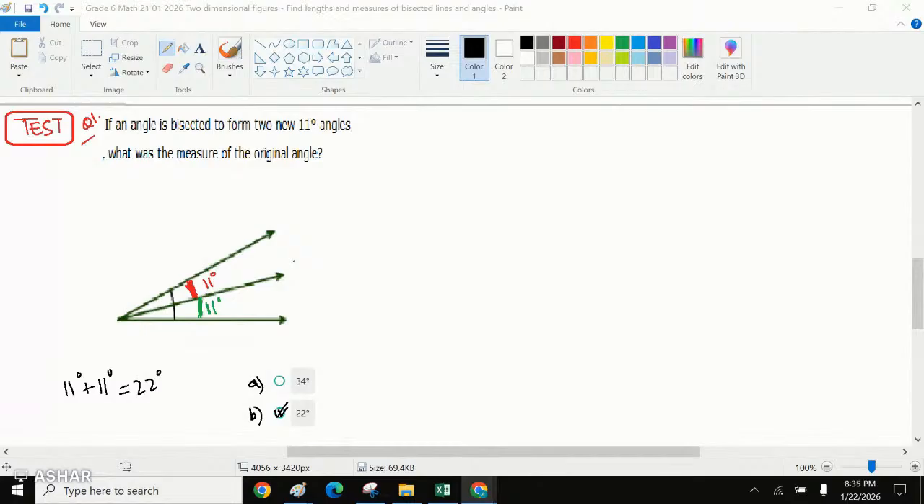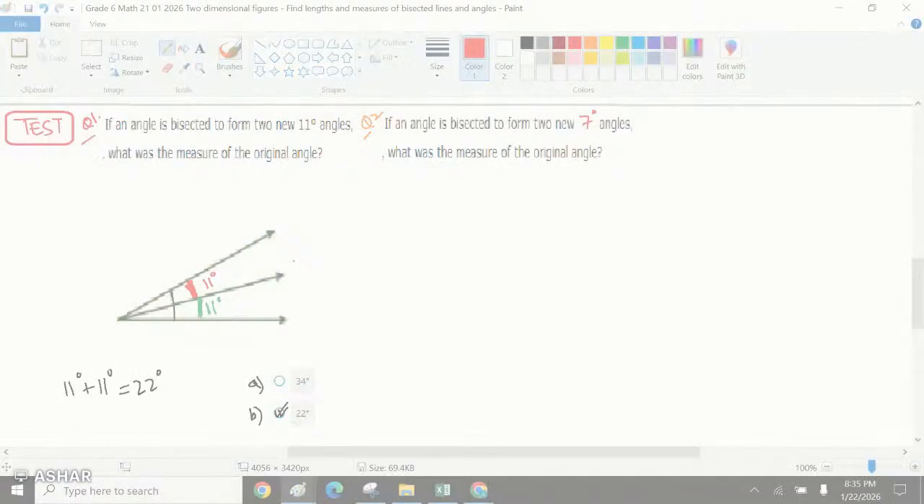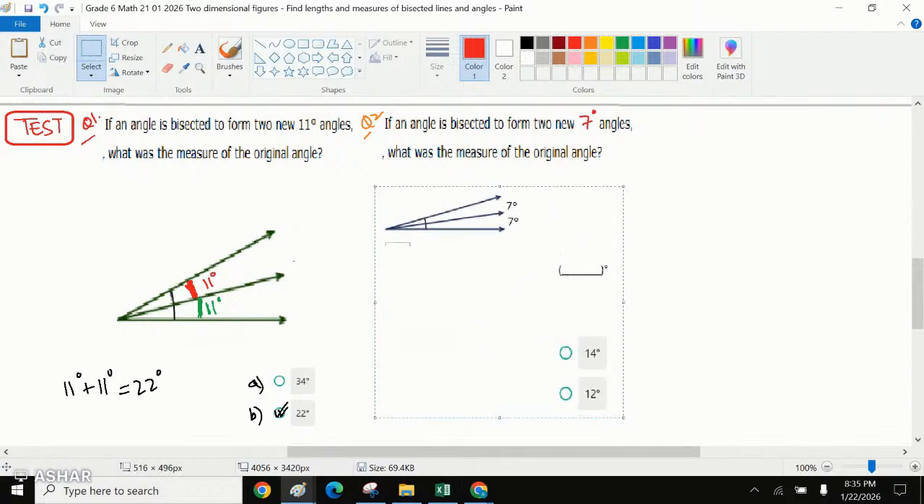If we have a similar question for question number 2, let me just copy this so that I don't have to realign. This was question number 2. I'll just change the value over here. If this was 7 degrees, and these were the given options, which option should be correct? Option A or option B?